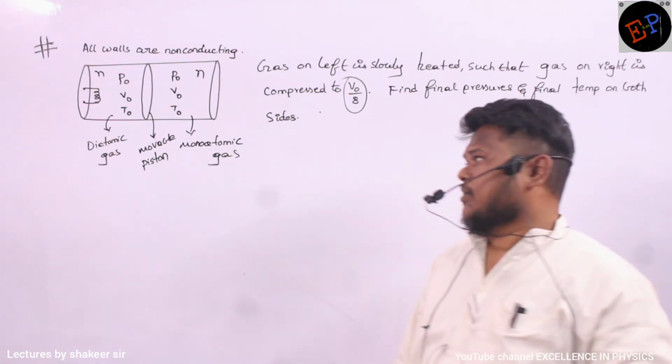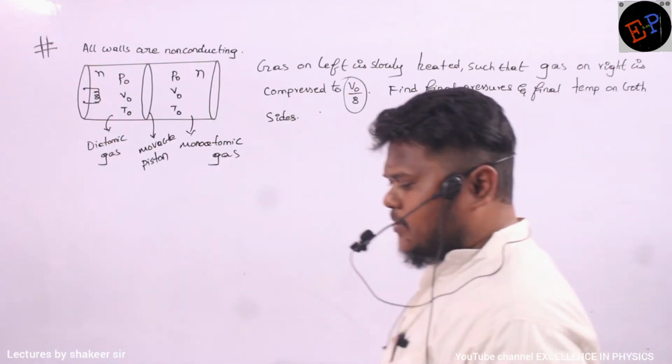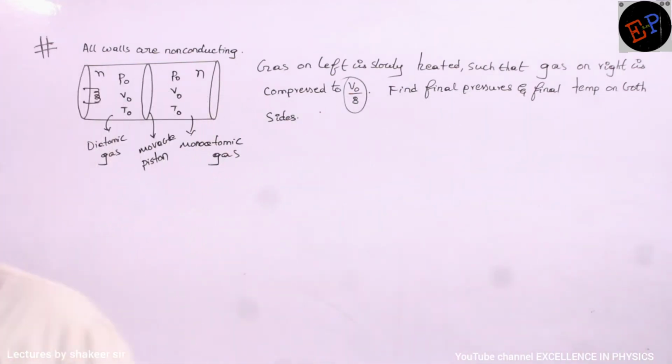This is the given data. Okay. Then what are we supposed to find out? Find the final pressure and final temperature on both sides of the cylinder. That is what I want to calculate. Clear?